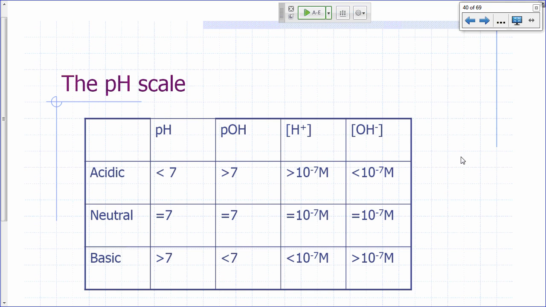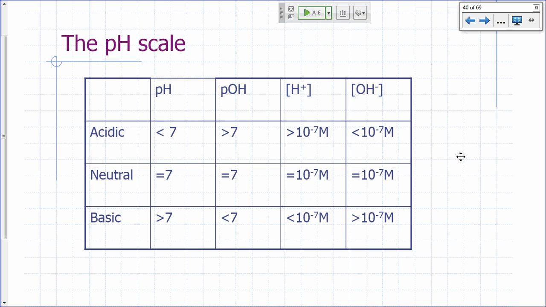So the pH scale then tells us whether your solution is acidic, basic, or neutral. What did we say? H plus and hydroxide in a neutral solution are equal, right? So if they're equal, they both have to be 10 to the negative 7. So your pH and pOH must both be 7 if you have a neutral solution.